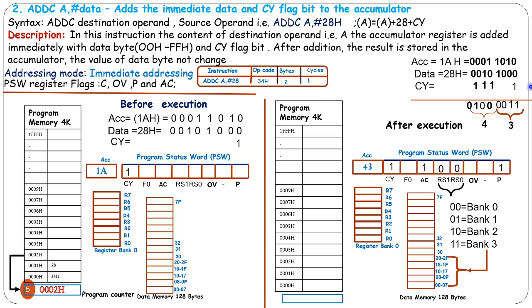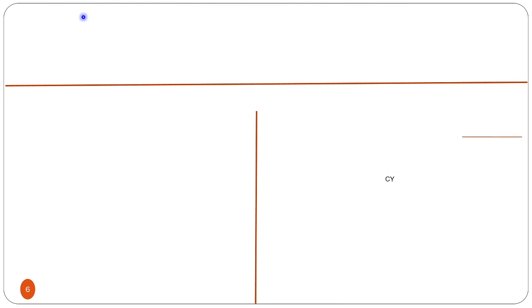So this will be 0100 0011, 43H, which is the content of the accumulator. Now the content of the accumulator after execution will be 43H, and it is updated here. Accumulator content is 43H. So in this way, this add with carry, accumulator and immediate data instruction is executed.